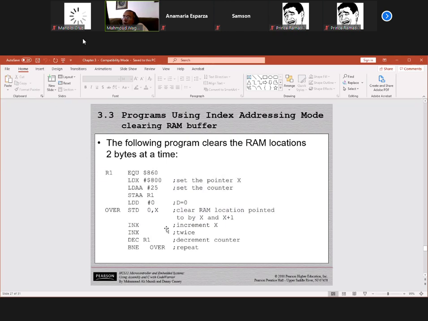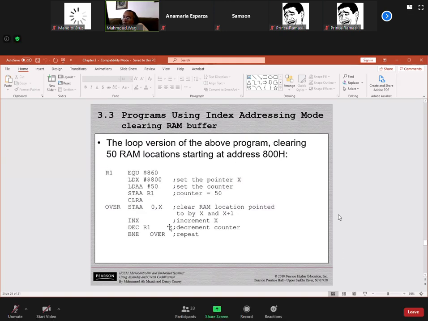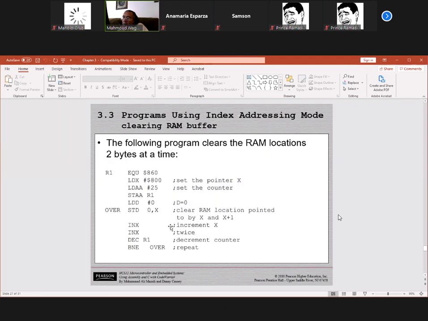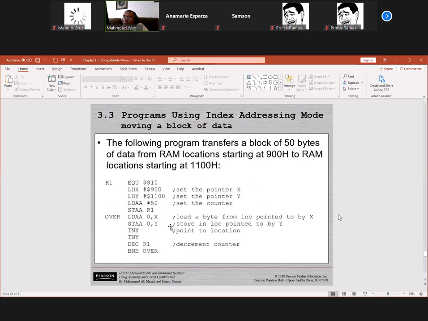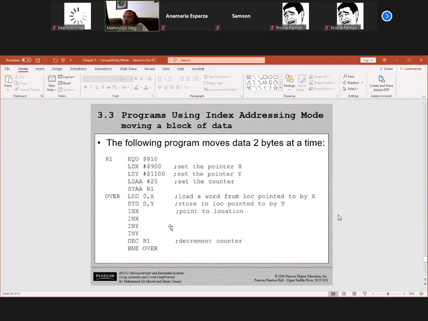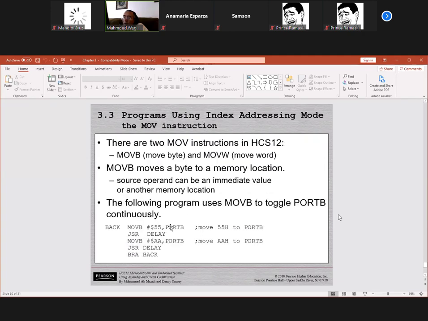The following program clears 2 RAM locations at one time. You need to be able to master those little things in preparation for the final. And there's a lot of applications here. There is an instruction called move instruction, by the way. Look at that. There is a move instruction.